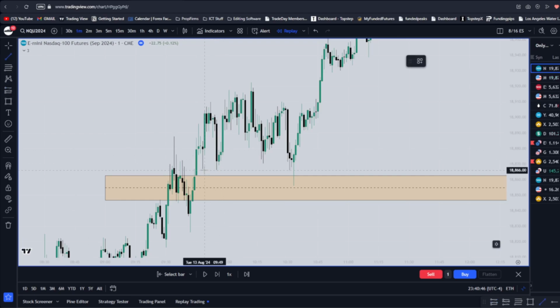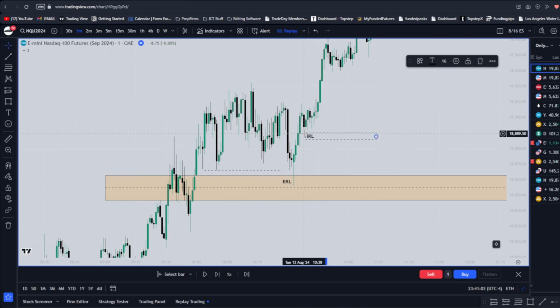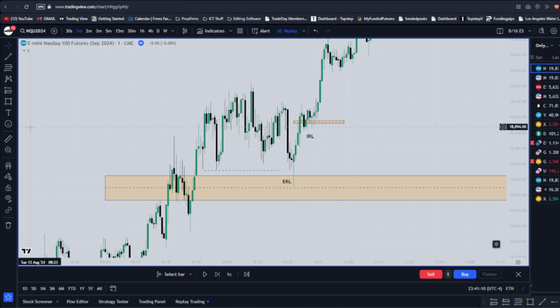Well, you can see we come down, we sweep this, we have this delivery. So we're coming off of external range liquidity because we took out these lows. So this is our external. We come back up. We come back into internal, which is going to be defined by this fair value gap. And then we're going to be targeting that external range liquidity.